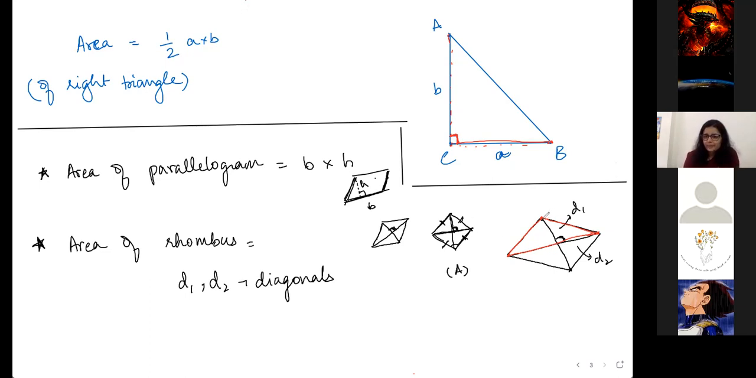Another hint. Now this is divided into two parts, right? This diagonal. If you consider the upper triangle, it will be exactly divided into two equal parts. So if the length of this diagonal is D1, this part will be D1 by 2 and this part will again be D1 by 2. It will be half of D1, half of D1. That's another thing that you can use.